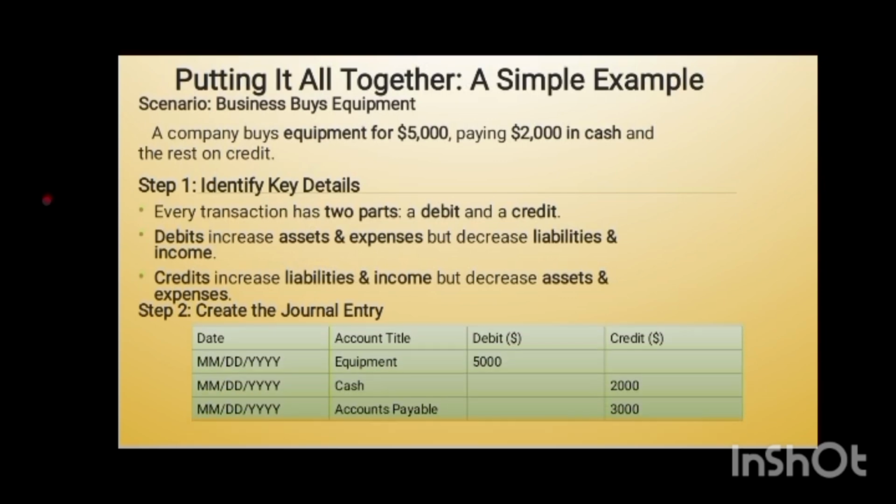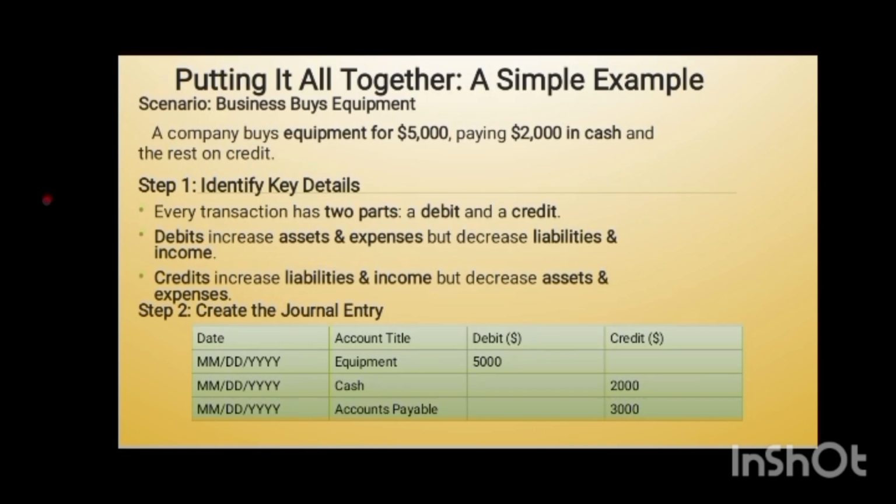Let's see. As I told you, here we have three accounts involved. The first account, as the business has got the equipment or machinery, will be the equipment account. As the equipment has increased in the business, meaning the asset is increasing, it will be debited 5,000. The total amount of the equipment will be debited.